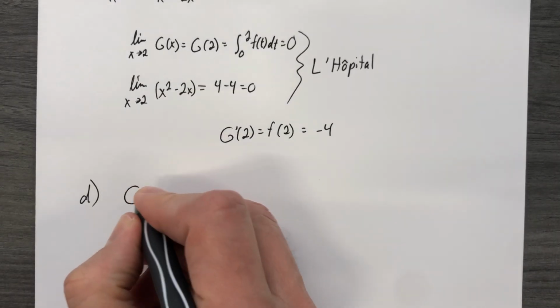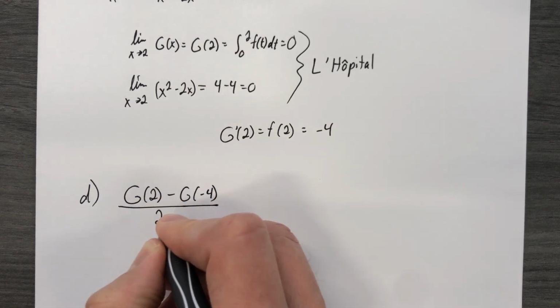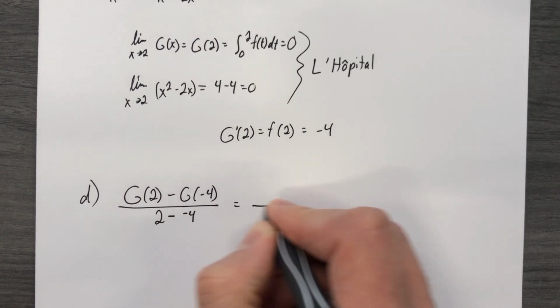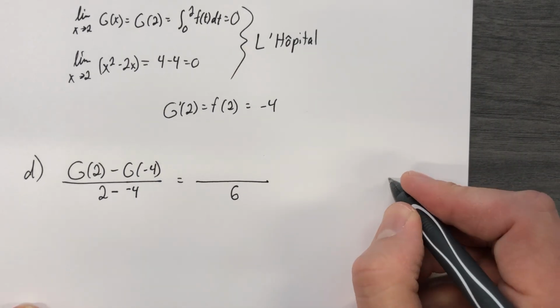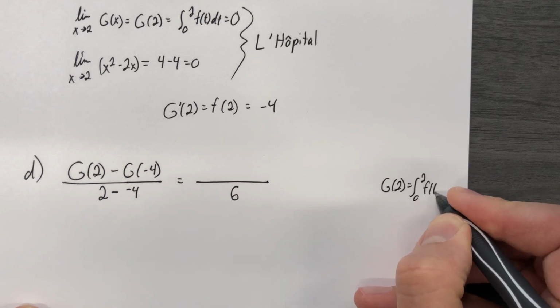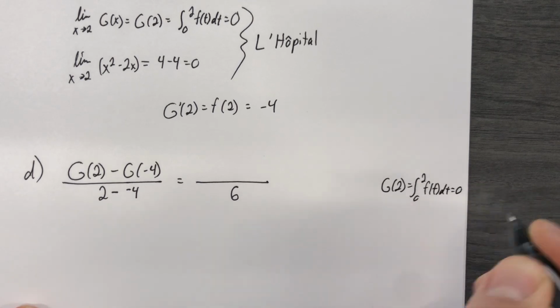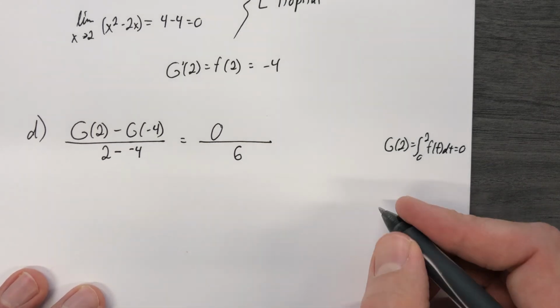Find the average rate of change of g on the interval from negative 4 to 2. Sounds easy. G of 2 minus g of negative 4 over 2 minus negative 4 is going to give me, well, 6 in the denominator. There's the easy part. And over here on the side, just because I feel like it, I'm going to find out what g of 2 is, and that's the integral from 0 to 2 of f of t dt, kind of a waste of time. We already know that's 0. We found that out in the previous problem and the one before that.